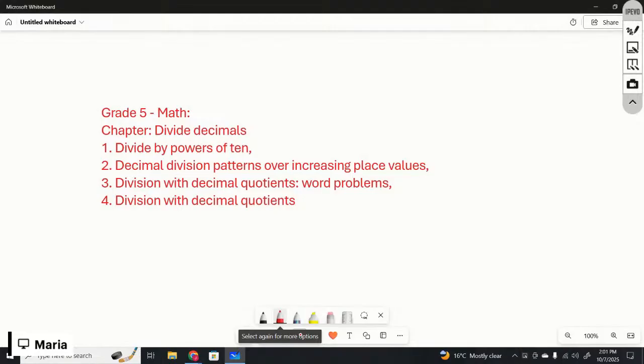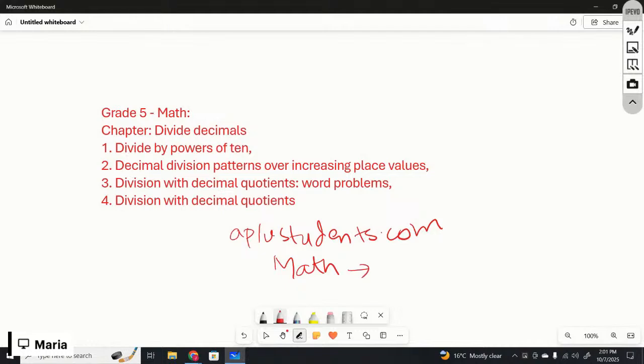You can find all the lessons on aplusstudents.com. You have to log in there using your email address and password as provided by the administrator. Then you have to select math from the subject tab, scroll down to grade 5 math, and then click on view all lessons.